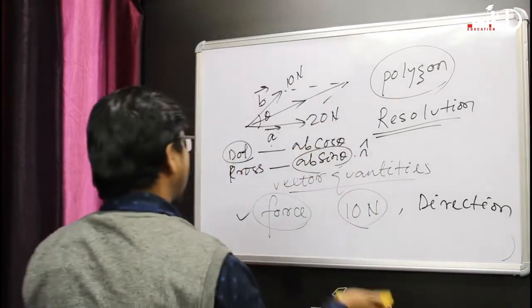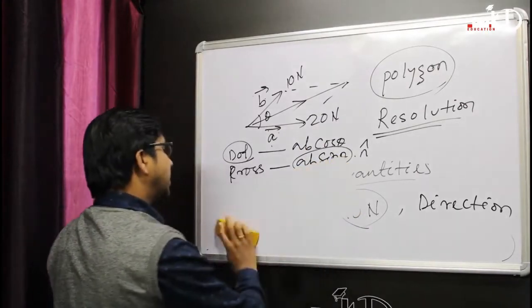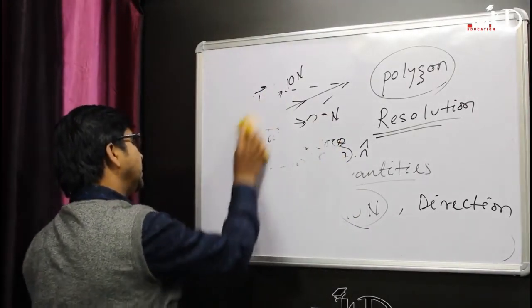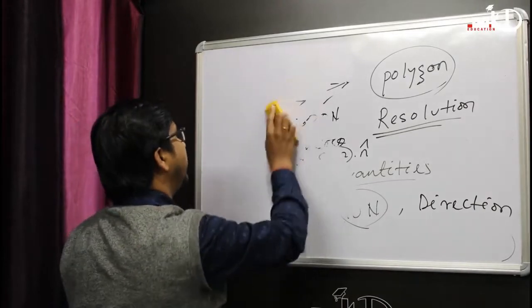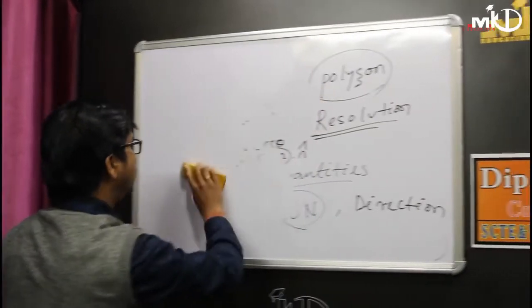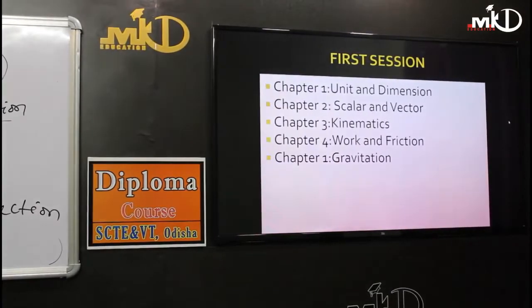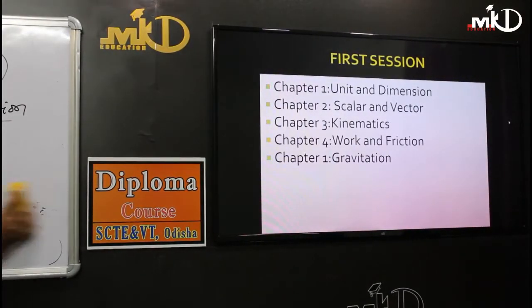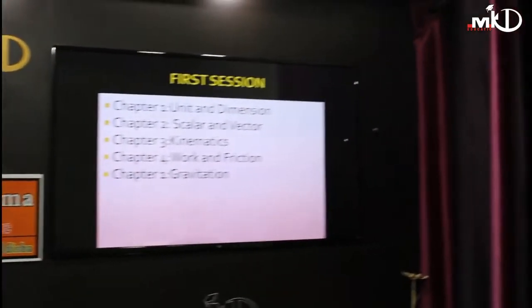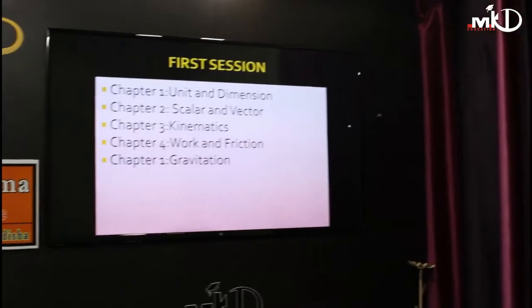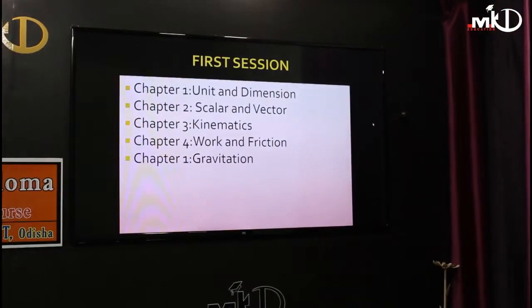So now, friends, kinematics, chapter 3. What is kinematics? We will read about motion, friends. Already I have told you, whenever we apply a force on a body, the body will be displaced. So this displacement is nothing but motion. So what is motion? Whenever a body changes its position with respect to time.